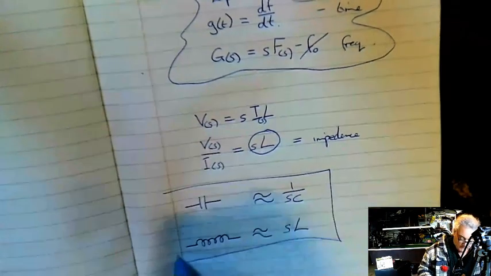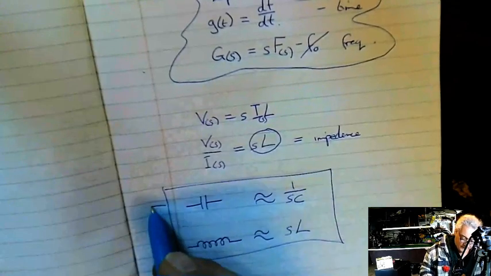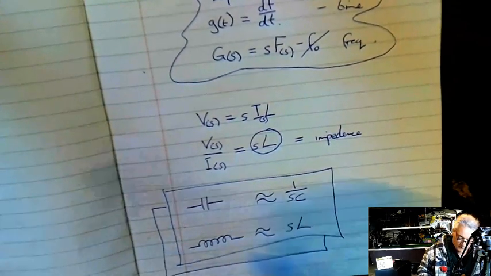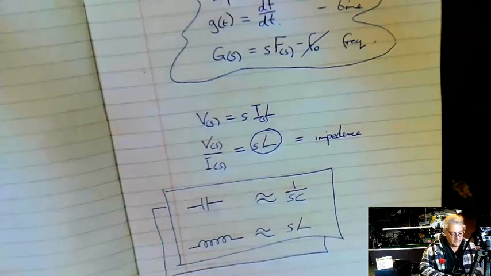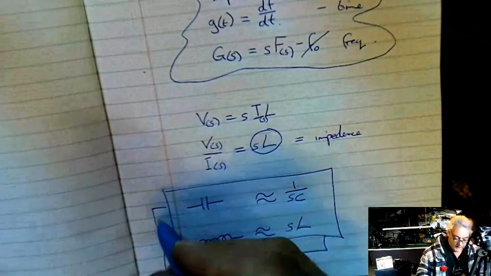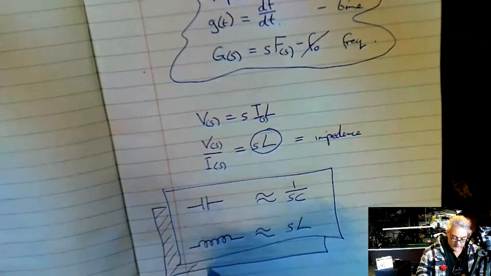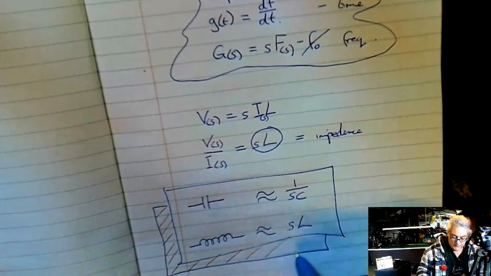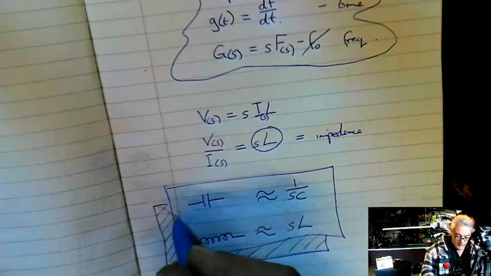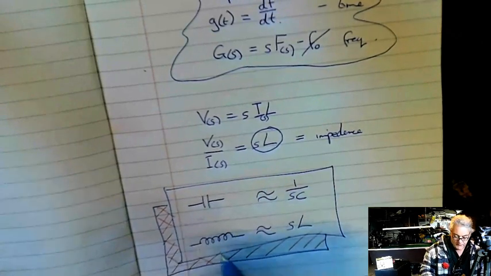That's your magic block. With that knowledge, we could write a simulator inside a computer that could model any circuit we want, just with that knowledge. So you see how clever Mr. Laplace was when he came up with this simple conversion.